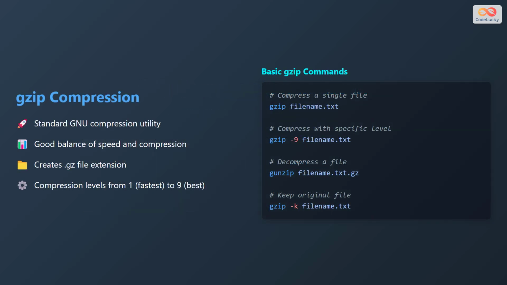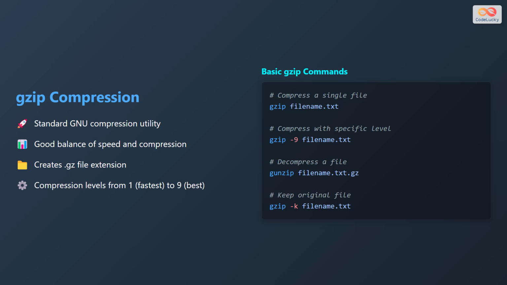Let's start with gzip compression. Gzip is a standard GNU compression utility. It provides a good balance of speed and compression. Gzip creates files with a .gz file extension. You can adjust the compression levels from 1, which is the fastest, to 9, which provides the best compression.